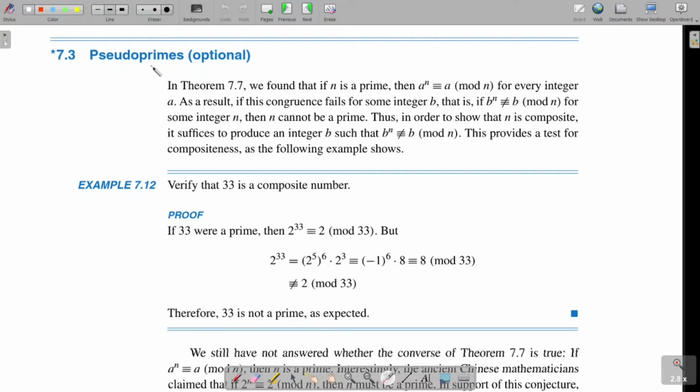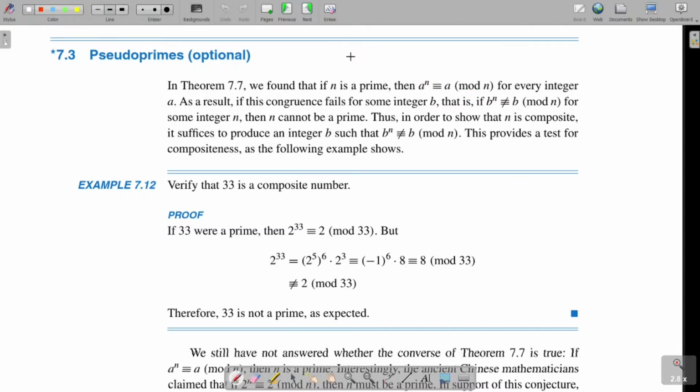Today we will start with pseudoprimes. As a corollary to Fermat's theorem, we proved that if n is a prime, then a raised to n is congruent to a mod n for any integer a. And what happens if this congruence fails? If a raised to n is not congruent to a mod n, we can conclude that n is not a prime.